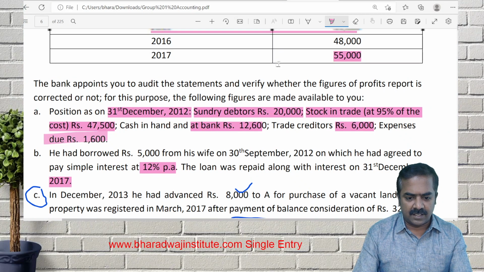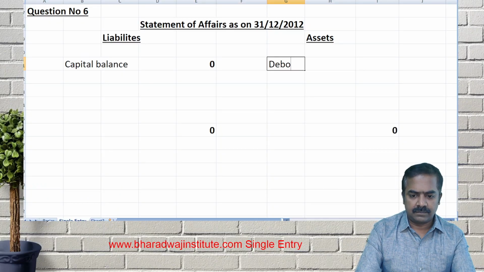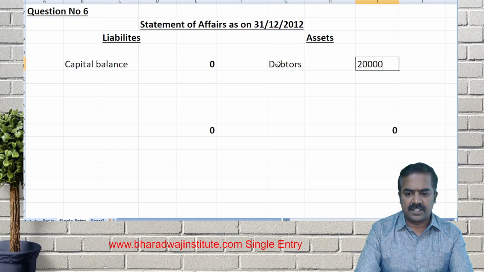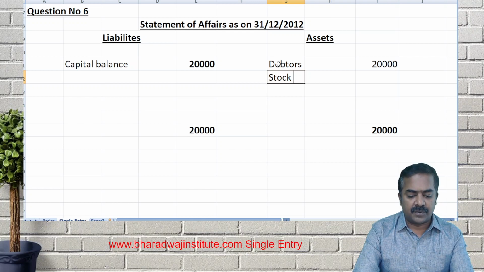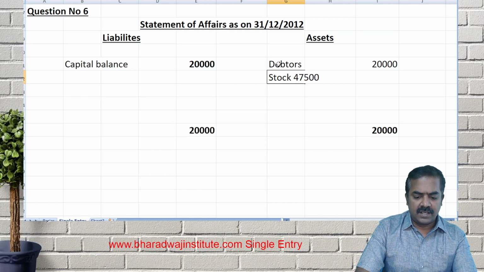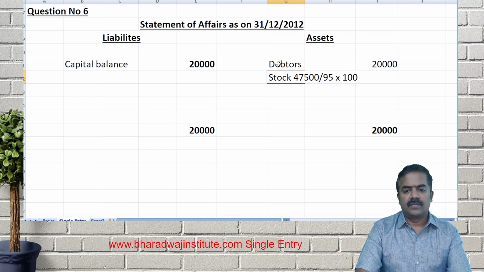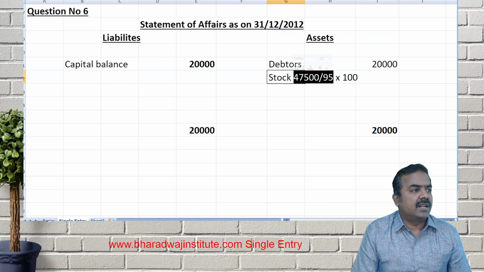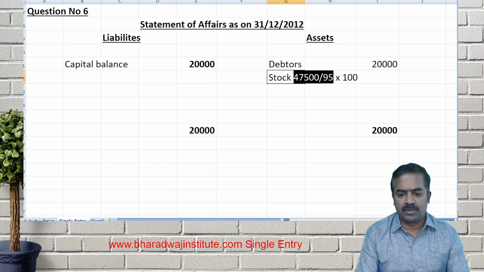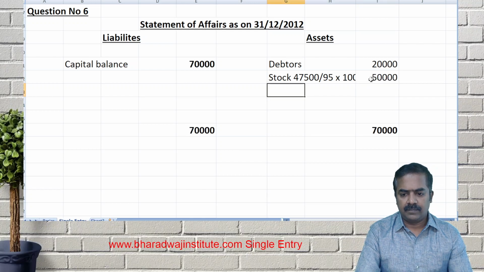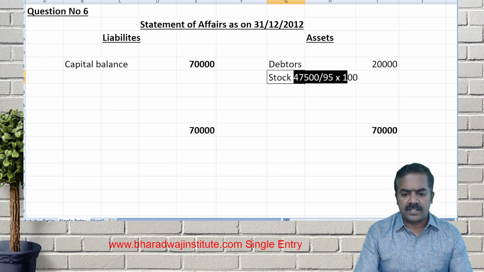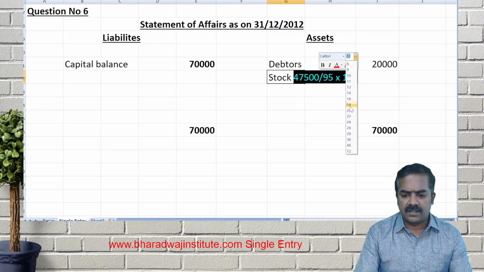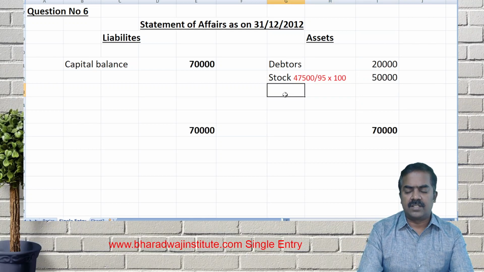Tell me the balances. Debtors, how much? 20,000. What is the next one? Stock. 50,000. Wait. The stock given is 47,500. If it is 95, what is 100? 47,500 is valued at what percentage? 95%. So what will 100% be? 50,000. Understood: 47,500, if it is 95%, what will 100% be?